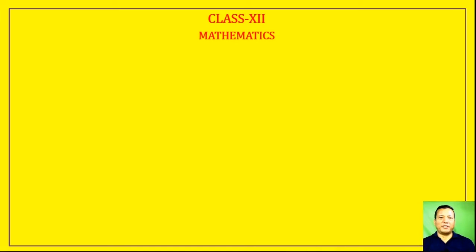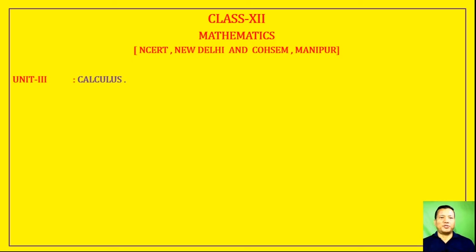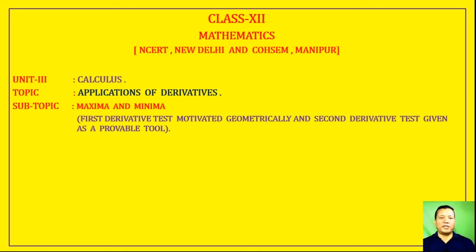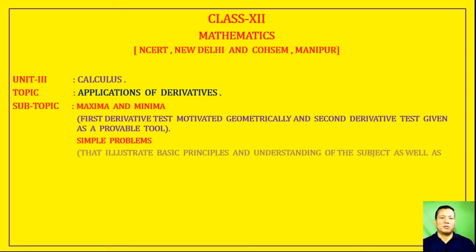Class 12 Mathematics, NCERT, New Delhi and COHSEM, Manipur. Unit 3 Calculus. Topic: Applications of Derivatives. Subtopic: Maxima and Minima. First derivative test motivated geometrically and second derivative test given as a provable tool. Simple problems that illustrate basic principles and understanding of the subject as well as real life situations. Exercise 6.5.